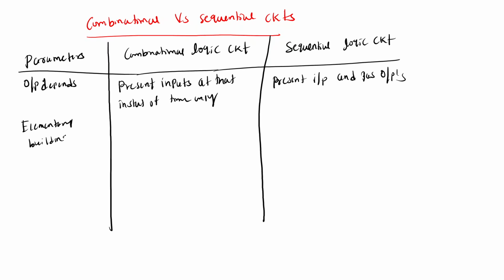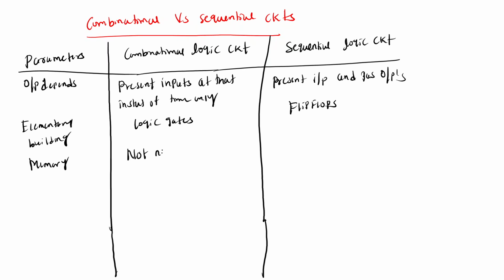Okay, so the basic building blocks. The basic building blocks of combinational circuits are logic gates, and the basic building blocks of sequential circuits are flip flops and memory. For a combinational circuit, memory is not necessary, and here memory is required for the sequential circuit.